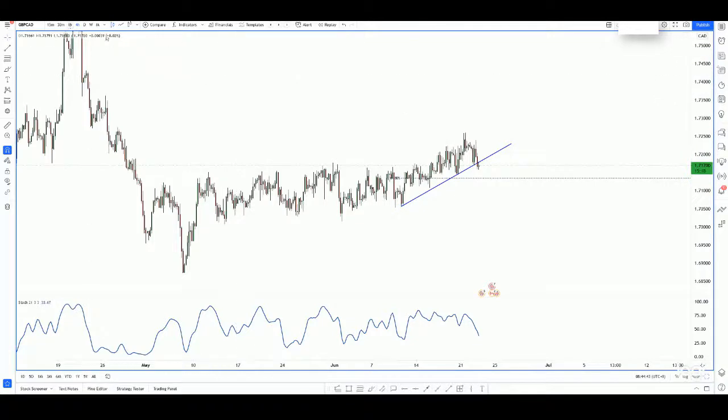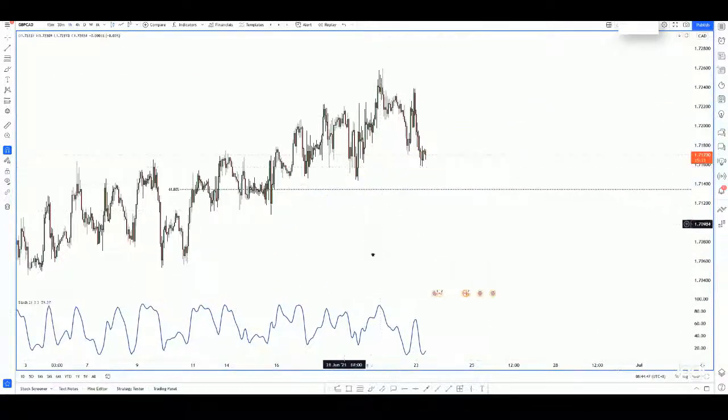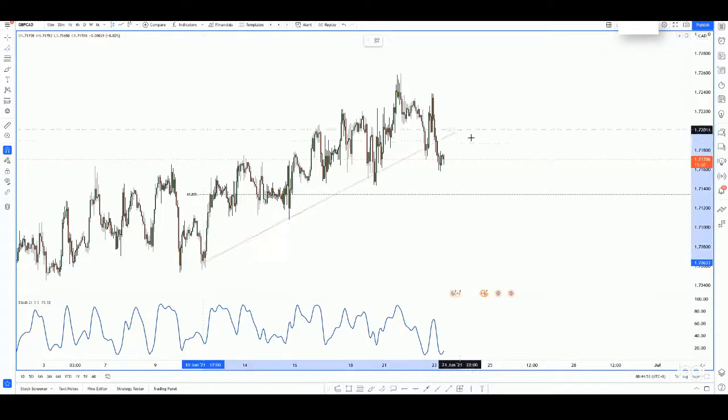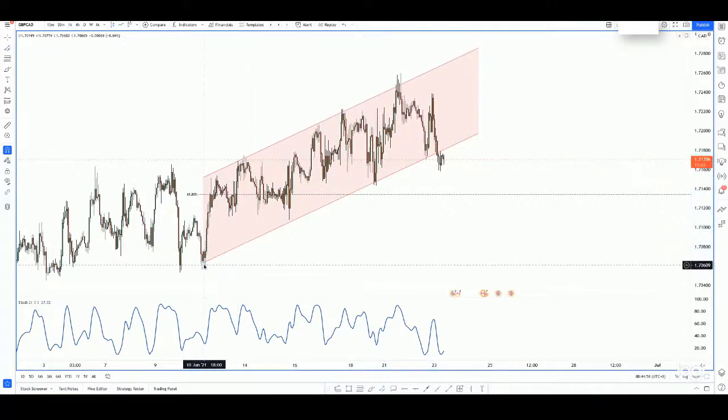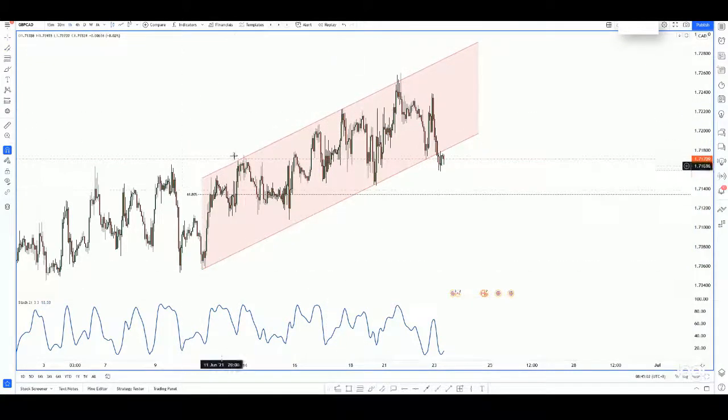Very quickly I just want to go down into the 1 hour, because on the 1 hour I also see something really interesting. Focusing on this area here, we can actually draw a channel from the lows to the highs. This channel is pretty nice. We see price testing this channel at the top once, twice, and a third time, and at the bottom once, twice, and a third time before breaking down to the downside.